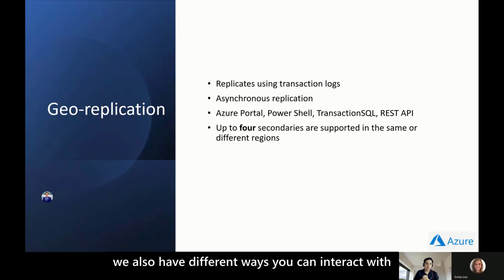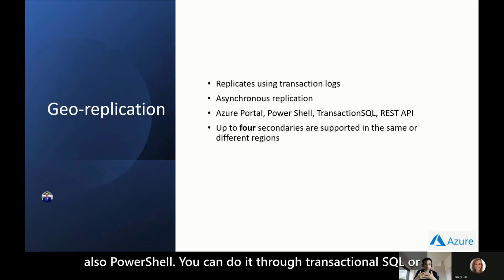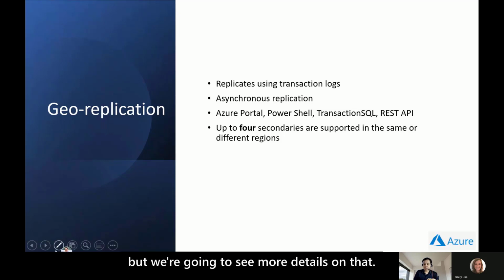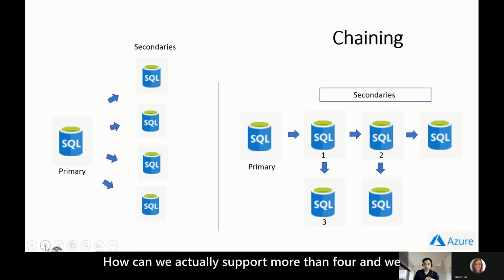We also have different ways you can interact with the geo-replication in Azure. One is the Azure portal. We have also PowerShell. You can do it through Transact-SQL or REST APIs. Now, for geo-replication, we also have up to 4 secondaries supported in the same or in different regions. But we're going to see more details on that. How can we actually support more than 4?